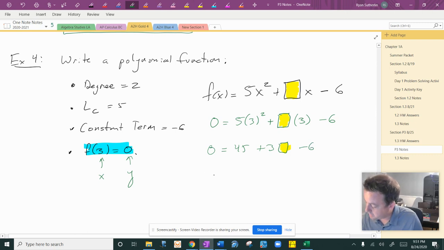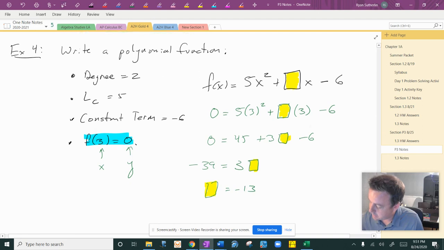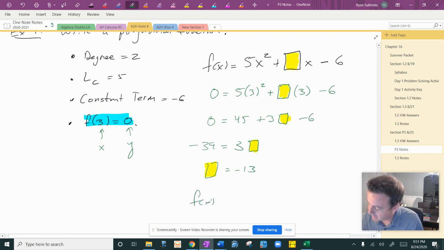So if I move things around here, I could see that I really have negative 39 equals 3 times that mystery value, which means that mystery coefficient ends up being negative 13. So our polynomial would be f of x is 5x squared minus 13x minus 6.